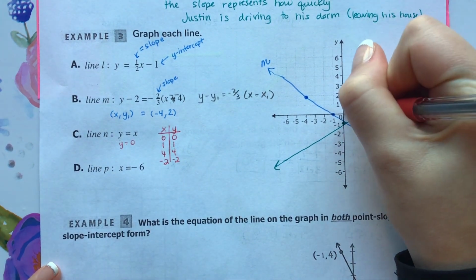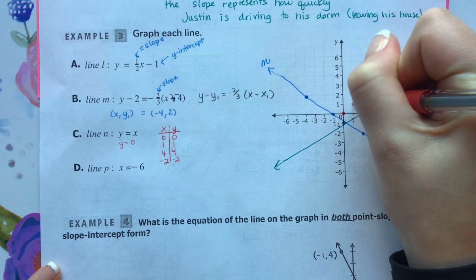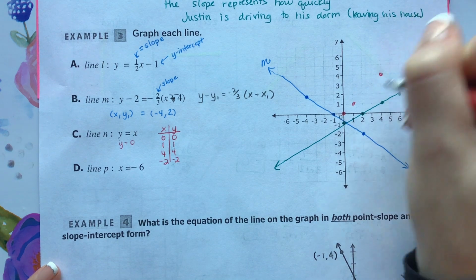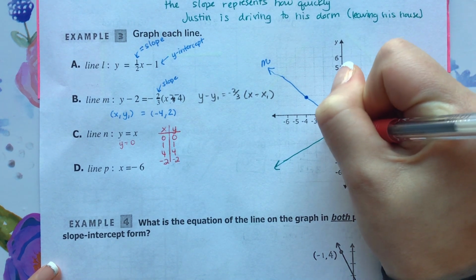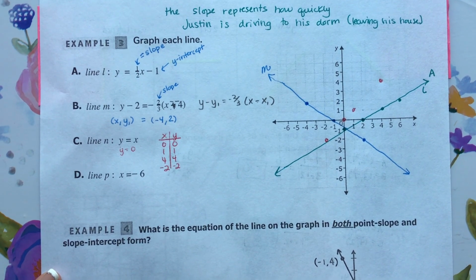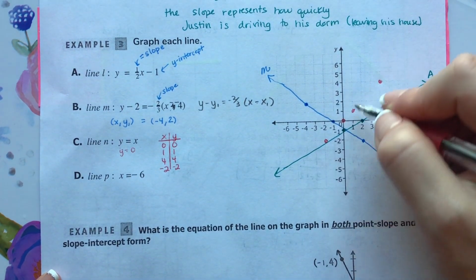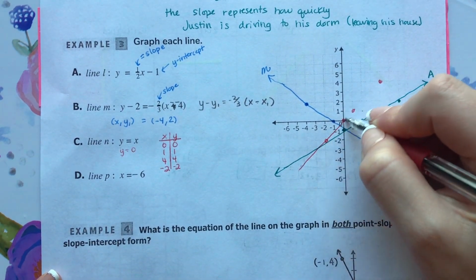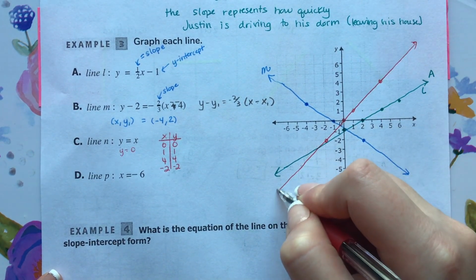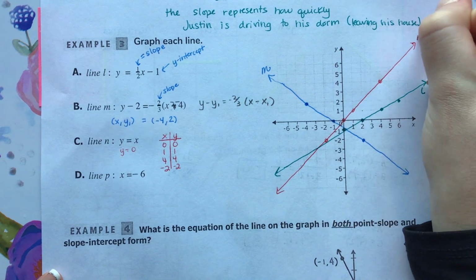So let's plot a few of those. 0, 0, 1, 1, 4, 4, -2, -2. Hopefully you're noticing, whoops, bumping the camera. There we go. We have this line forming right here, and that is line N.